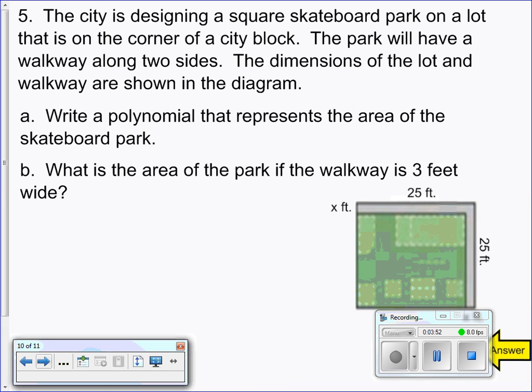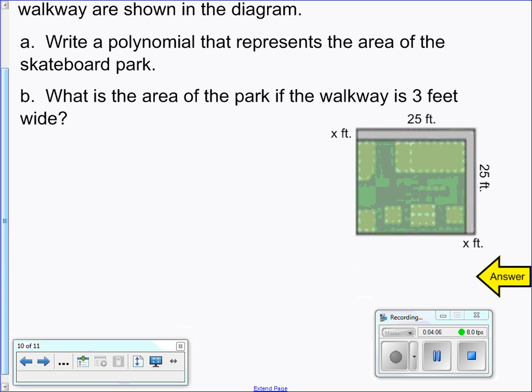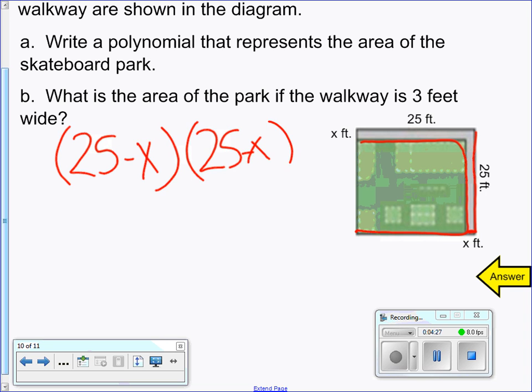The city is designing a square skateboard park in a lot that's on the corner of the city block. The park will have a walkway along 2 sides. The dimensions of the lot and walkway are shown in the diagram. Write a polynomial that represents the area of the skateboard park. So we're just looking for this area here, and we know that this little gray part is x, and this length is 25. So that means each of the sides is going to be 25 minus x, and that's squared because it's a square.